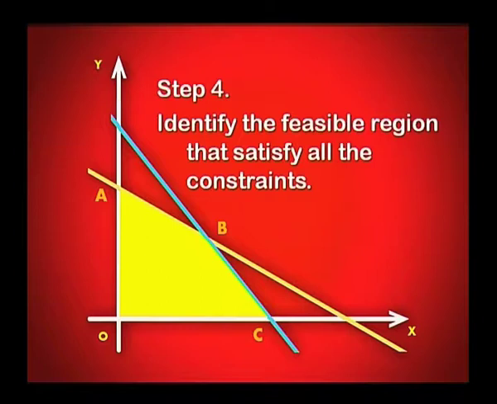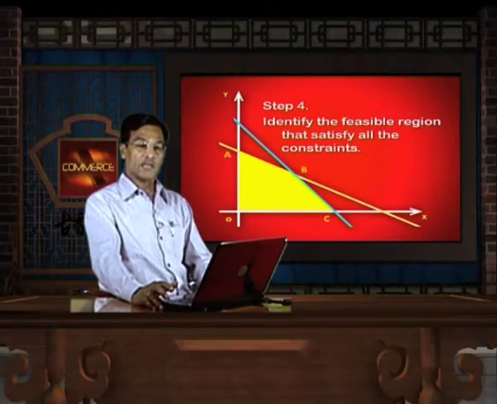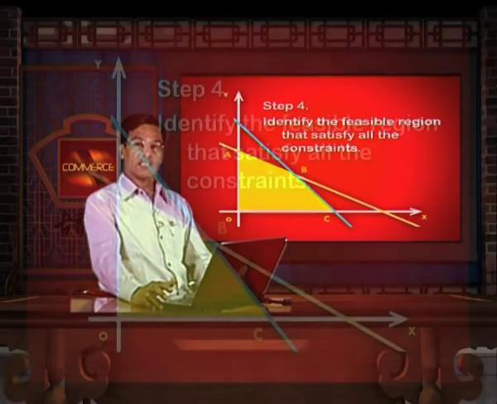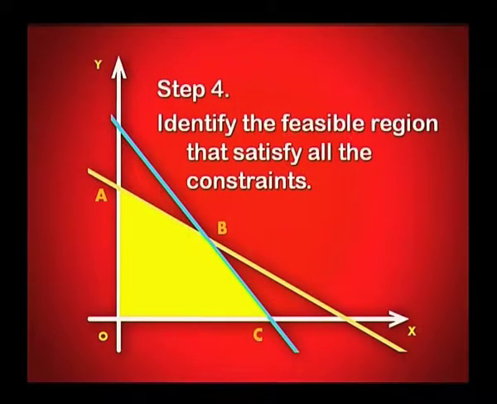Here the yellow area represents the feasible region which satisfies all the constraints: above the x axis, that is y greater than 0, towards the right of the y axis, that is x greater than 0, below the yellow line, that is the first constraint of less than type, and below the blue line, that is the second constraint of less than type.